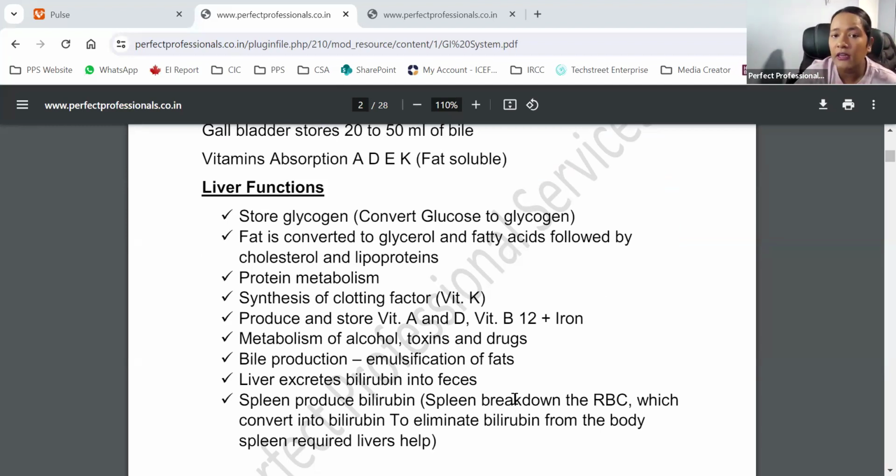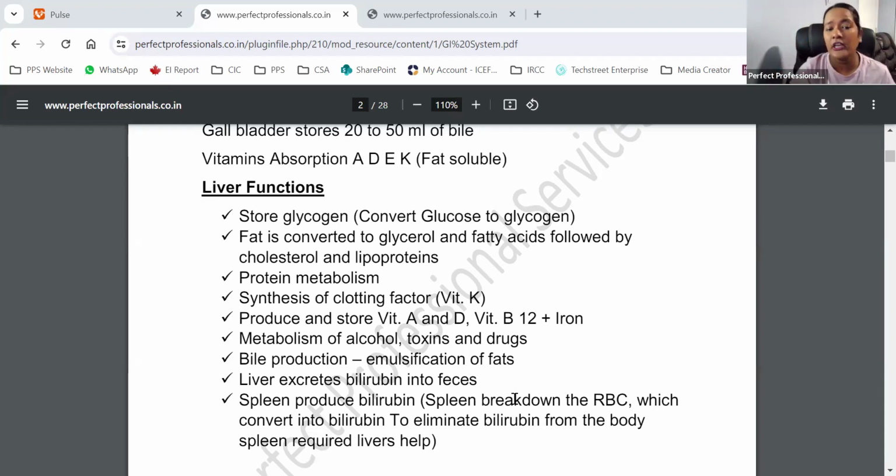अपन details देखेंगे while doing our insulin. Okay, fat is converted to glycerol and fatty acid, followed by the cholesterol and lipoproteins. This is when fat is getting digested. Protein metabolism, liver the help ਨਾਲ ਹੁੰਦਾ ਹੈ. Synthesis of clotting factor, vitamin K, the synthesis ਇੱਥੇ ਹੁੰਦਾ ਹੈ. If your patient's liver is not healthy, patient will have the bleeding disorder. Because क्यों bleeding disorder ਹੁੰਦਾ है? क्योंकि synthesis of clotting factor नहीं होया, vitamin K का synthesis नहीं होया.